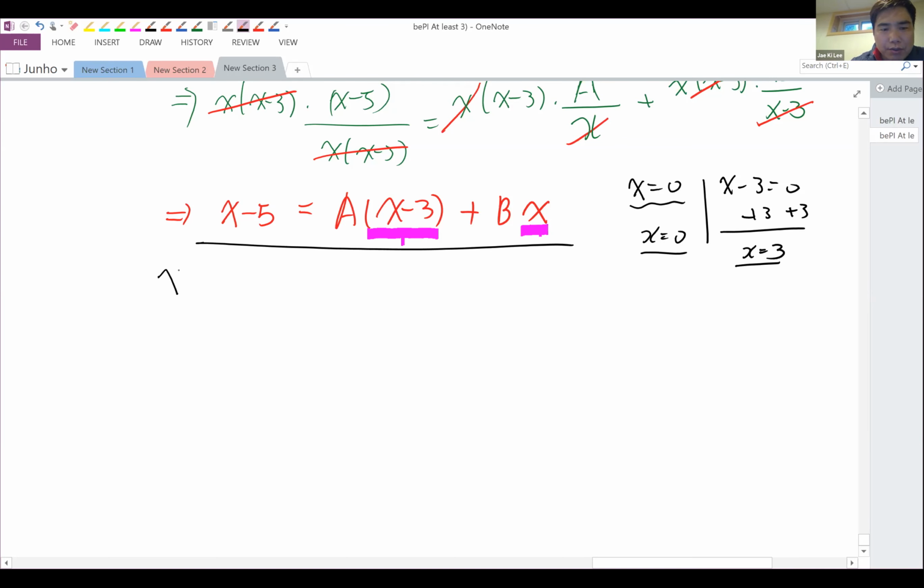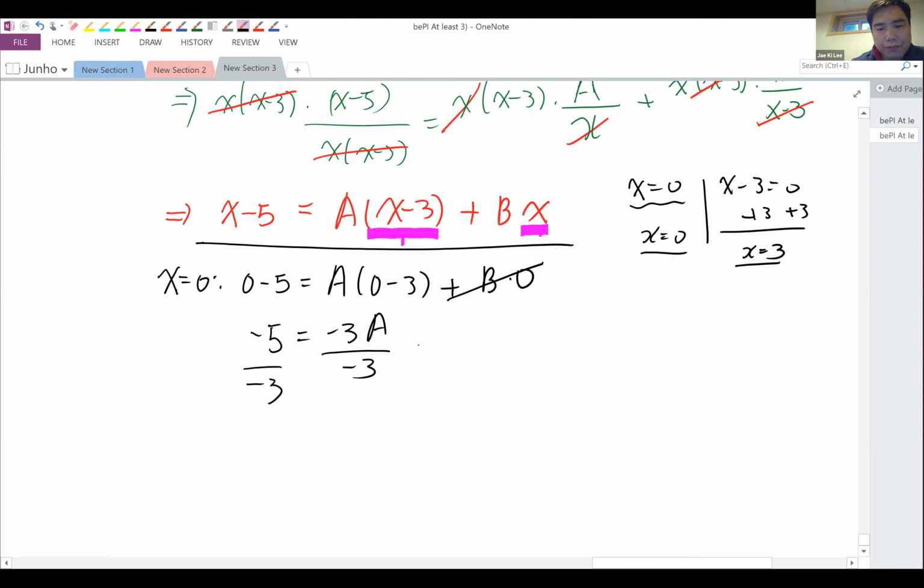So x equals 0. Then 0 minus 5 equals a times (0 minus 3) plus b times 0. So this is gone because b times 0 becomes 0. So negative 5 becomes negative 3a. Divided by negative 3, then a equals 5 over 3. Now, go back to the original equation here. Don't replace 5 over 3 into a yet.